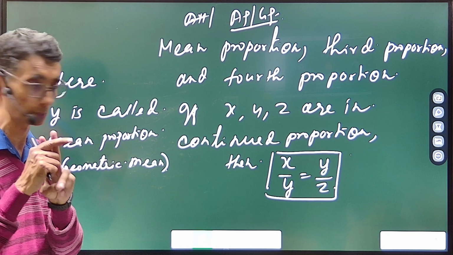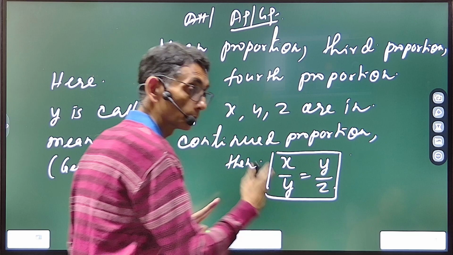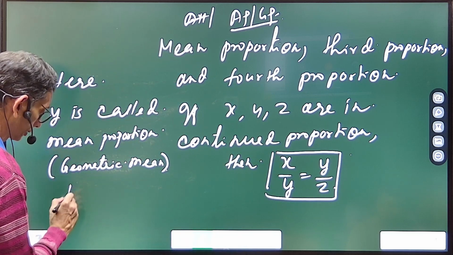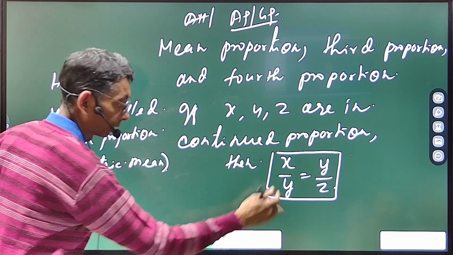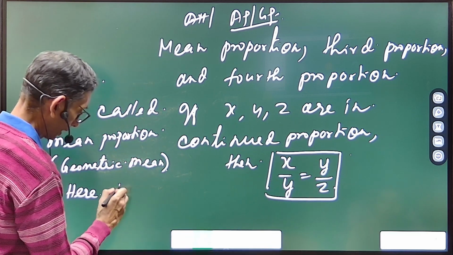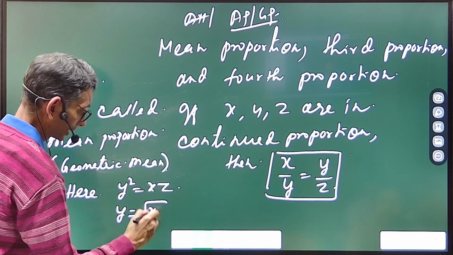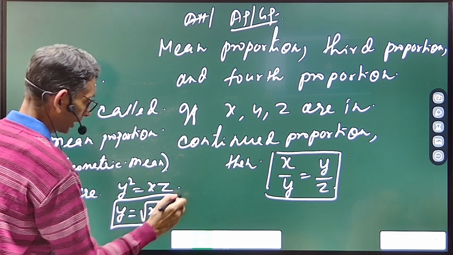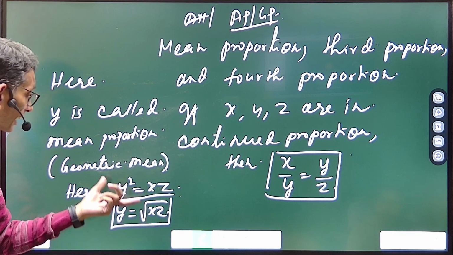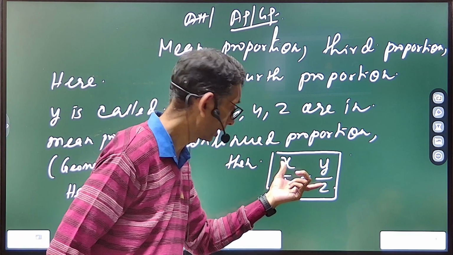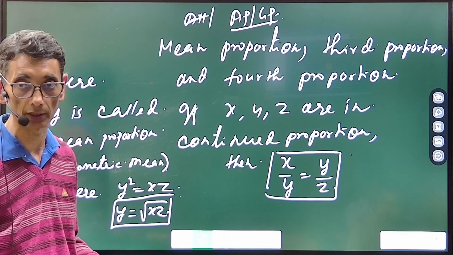When will mean be used? When X, Y, Z are in continued proportion, then this Y is called the mean proportion. Why is it called mean proportion? Here, if you cross multiply, what do you get? Y square equal to XZ. So Y equals under root XZ. How to find the mean proportion? Multiply the extreme numbers and then take the square root. That will give you the mean proportional or geometric mean.